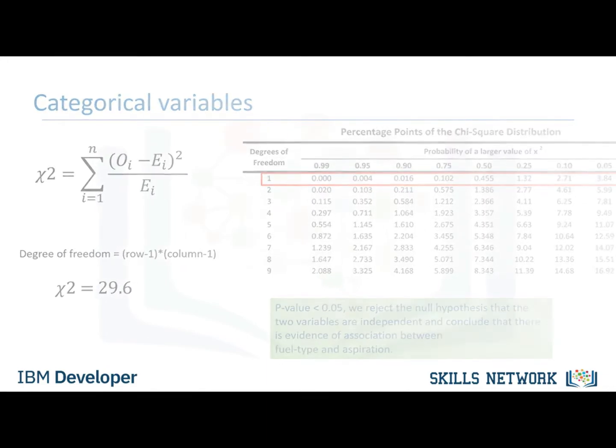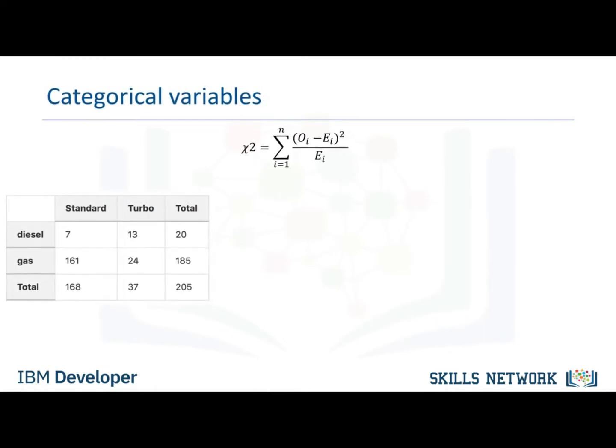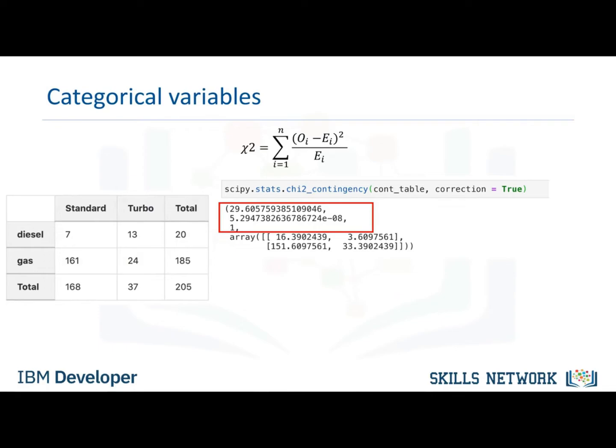To do this in Python, we will use the chi-square contingency function in the scipy.stats package. The function will print out the chi-square test value 29.6. The second value is the p-value, which is very close to 0, and a degree of freedom of 1. If you remember, the chi-square table did not give an exact p-value, but a range in which it falls.